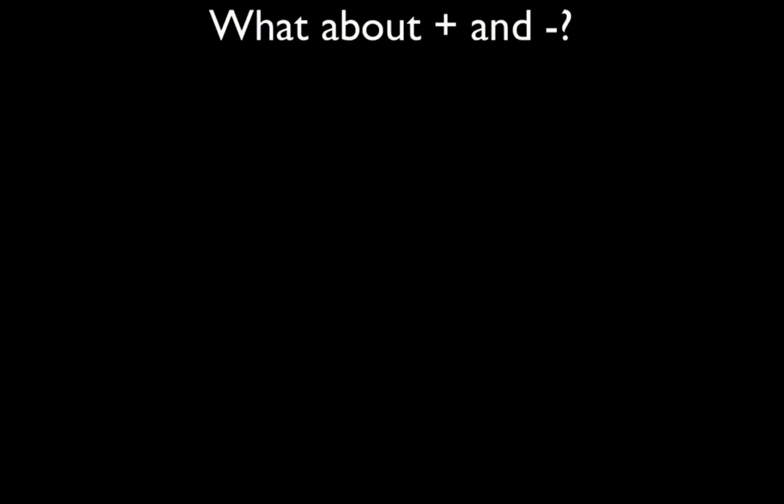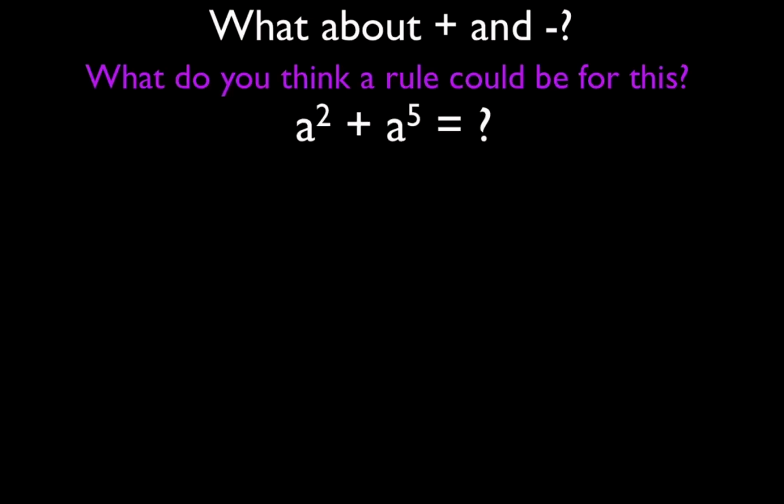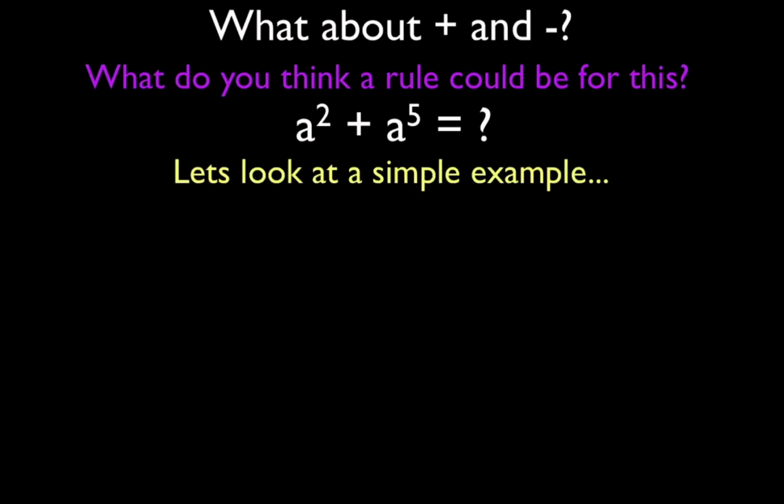So this begs the question, now that we have rules for multiplication and division, what about addition and subtraction? Is there a rule, a shortcut, a little trick you can learn to be able to know something like this, a to the 2nd plus a to the 5th? So think about that. Could there be a rule? To kind of explore that, as I did before, I think the best thing to do is put in a real numbers example that you can calculate. So 2 to the 2nd plus 2 to the 3rd.